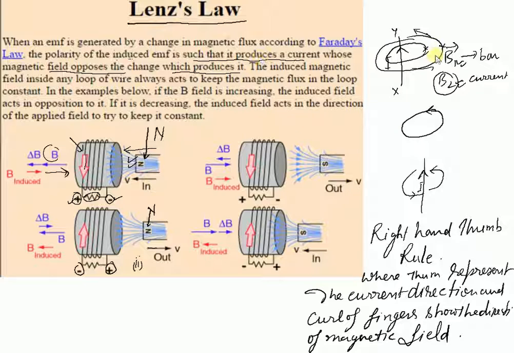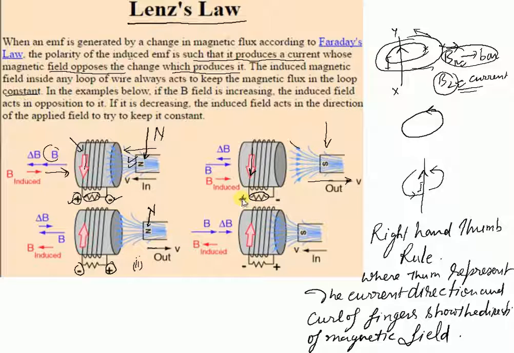So which magnetic field produces it? The first one, from the bar magnet, that produces B2; the second magnetic field opposes that change. So the induced magnetic field inside any loop of wire always acts to keep the magnetic flux in the loop constant. Right, so here in case of the south pole, you can see that magnetic flux starts from the north pole and ends at the S pole. So these are the magnetic field lines associated with this coil, and here we are keeping it away from the coil. As a result you see that the direction of the current is this.